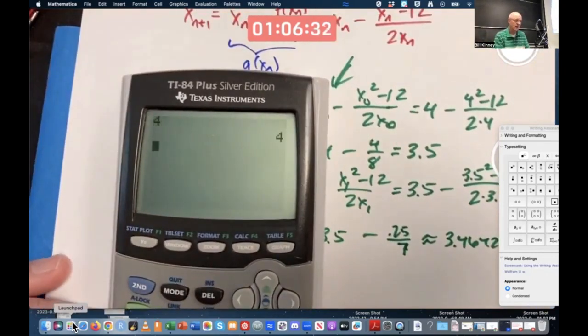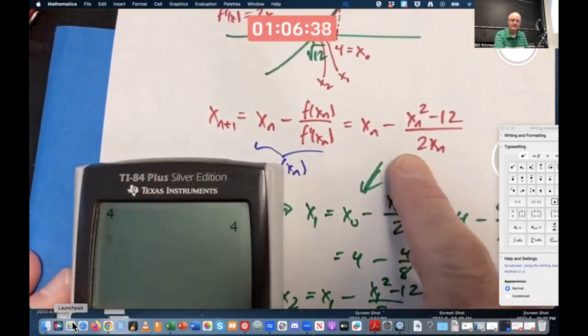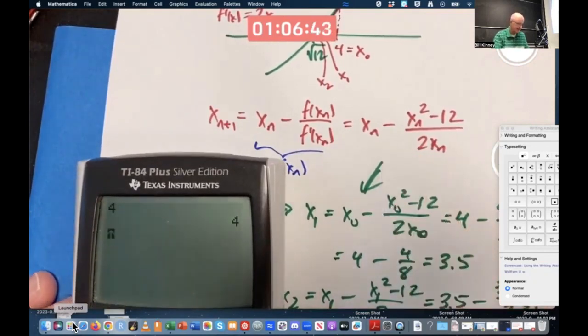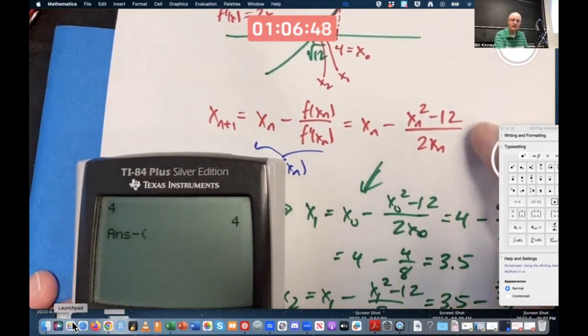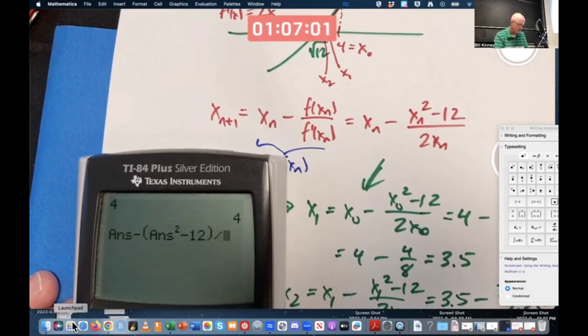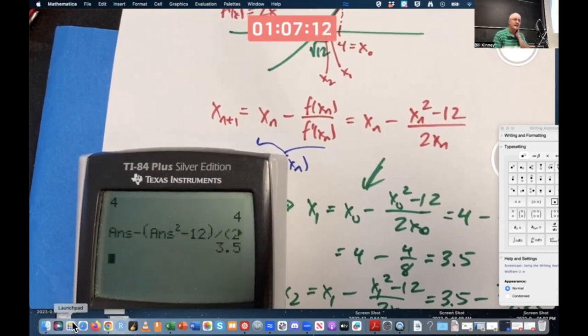Here's my initial guess, x0. However, my function that I iterate here is kind of complicated. It's this. Use a and s in place of xn. So I get previous answer minus, I better use parentheses here because I'm dividing two things here. I'm subtracting the whole thing. Previous answer squared minus 12 in parentheses, divided by 2 times previous answer. Did I need a star in there? I forgot a star. Let's see if it works. Yep, 3.5.